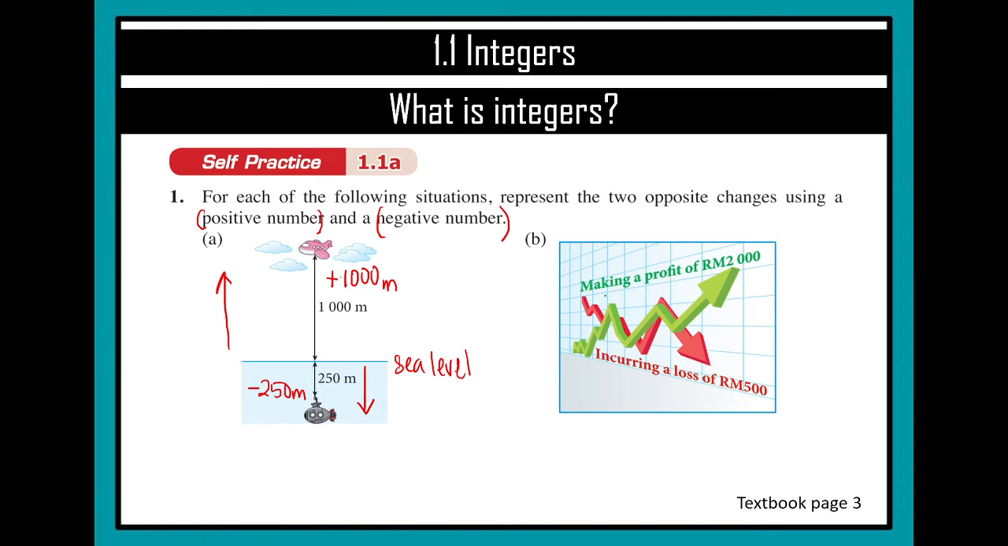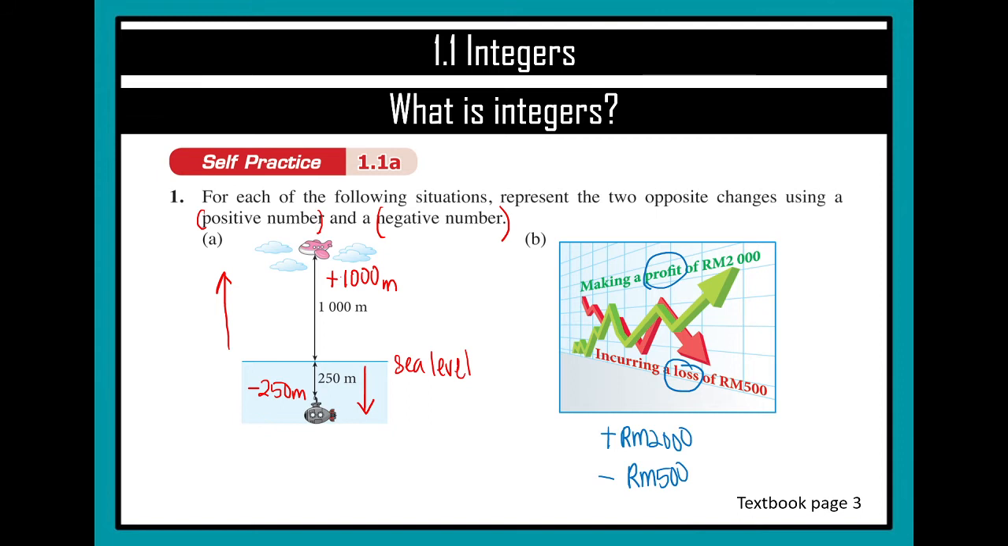Let's look at question B. Making profit. Profit is something that we earn money, so the money is ours. When we earn money, it's a positive 2,000. And then incurring a loss. Loss, we don't earn money, we lose the money. The money is not ours anymore. So when it's not ours, it is negative 500 ringgit. So this is how you write to represent profit and loss.